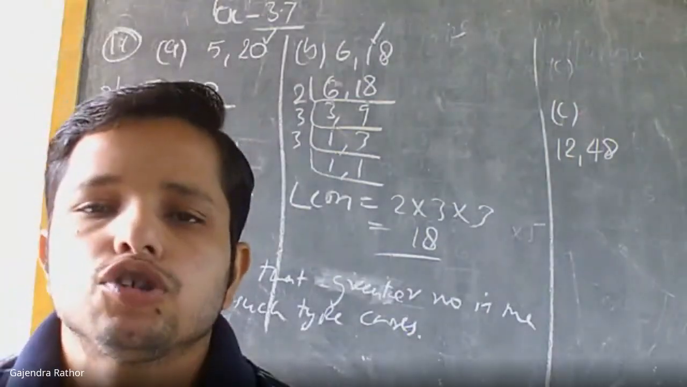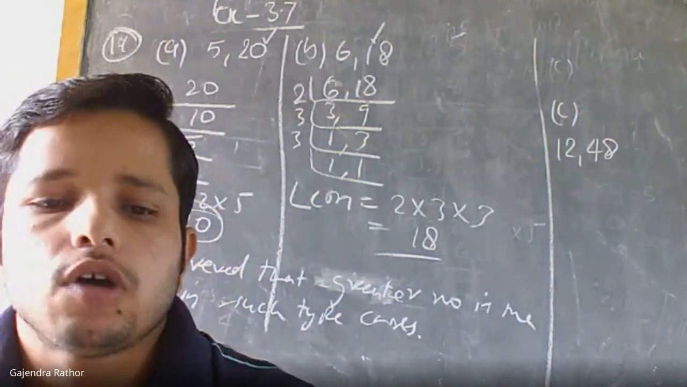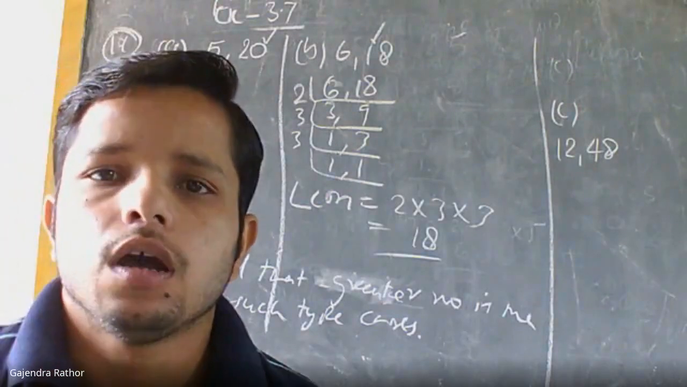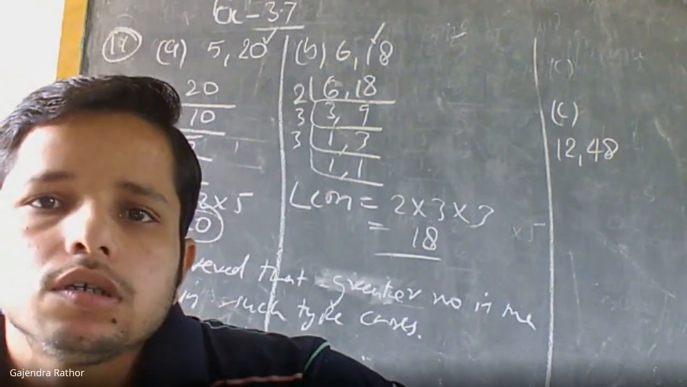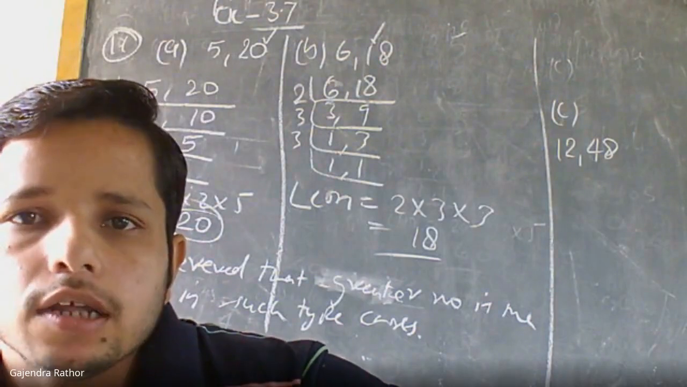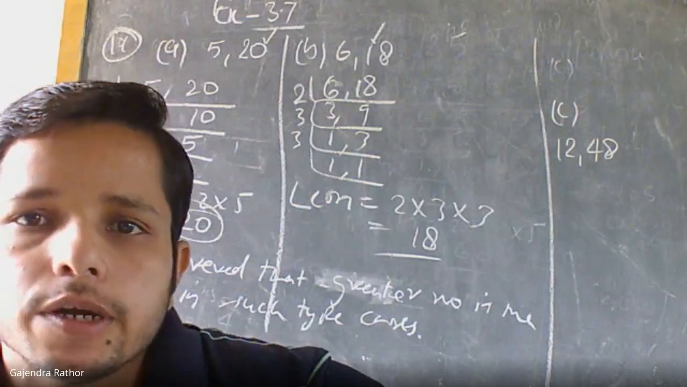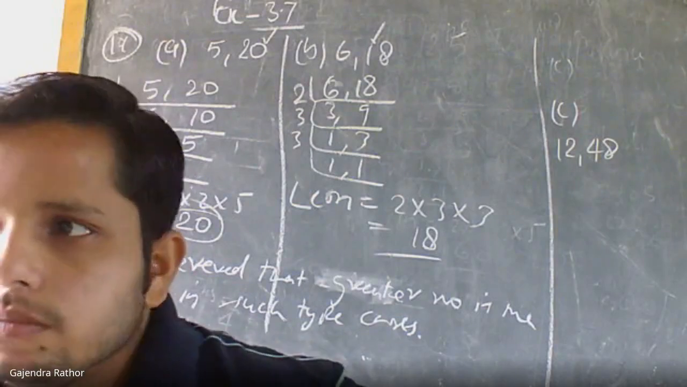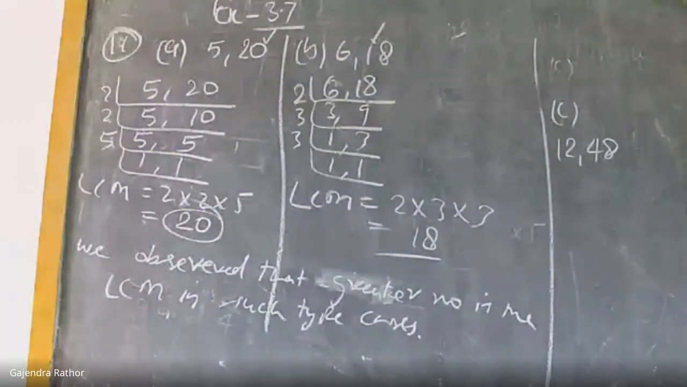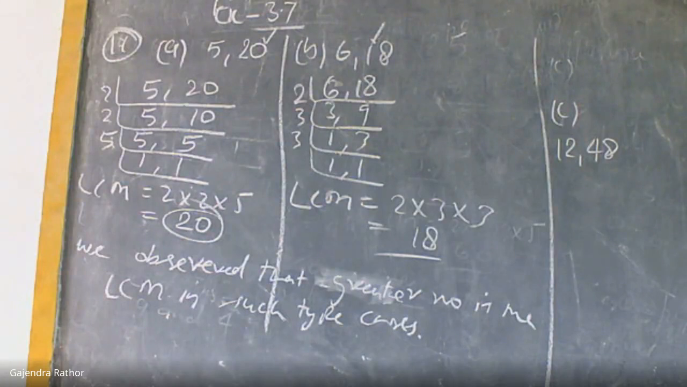So this was the last question for this chapter, for this exercise. Once again, if there are any doubts regarding this chapter, regarding this exercise, regarding prime numbers, composite numbers, LCM, HCF, divisibility rules, please ask me. Class is going on. Okay. If there are any doubts regarding this chapter, please ask. The third chapter is completed now.